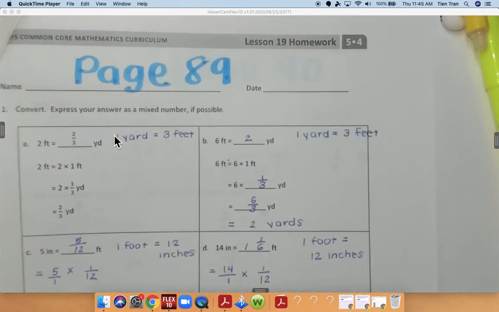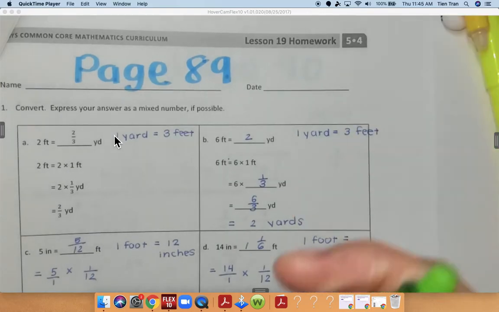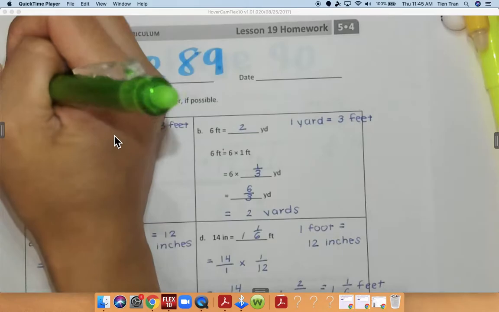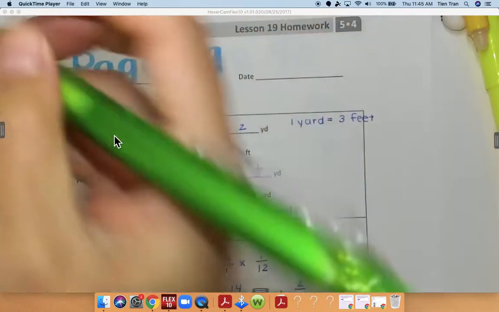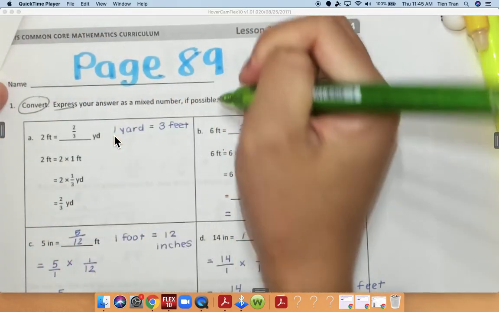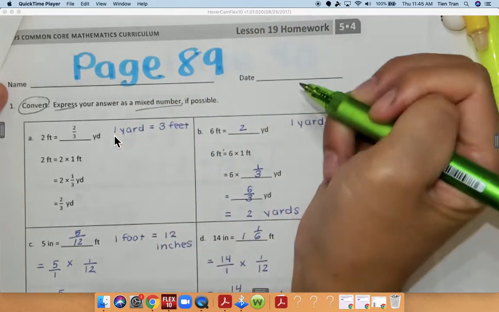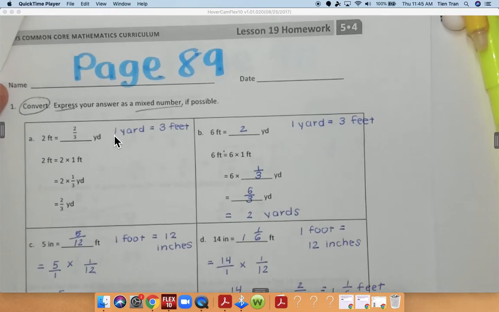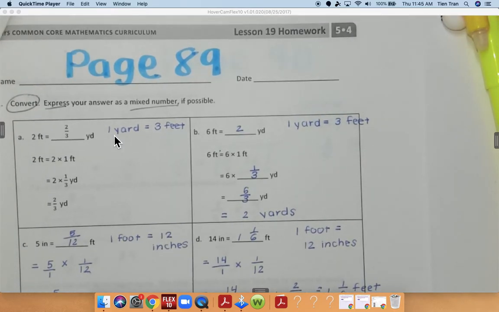We are learning about conversions today, so please make sure that you are on lesson 19, homework, page 89. The first question asks you to convert and then express your answer in a mixed number if possible. So only if possible will you convert it into a mixed number, otherwise you are going to keep it as is, okay? So for the first question I have here, it says 2 feet, and it's an example.